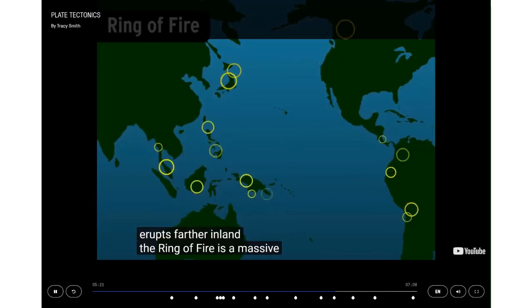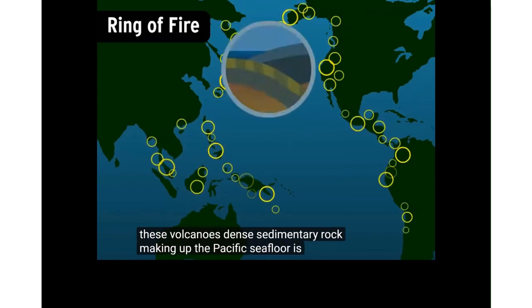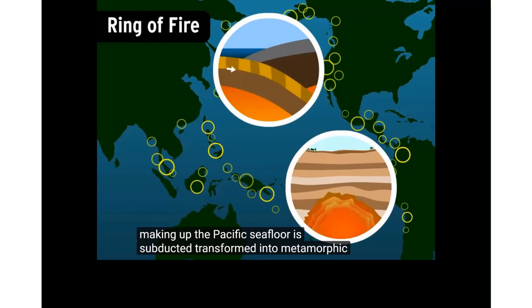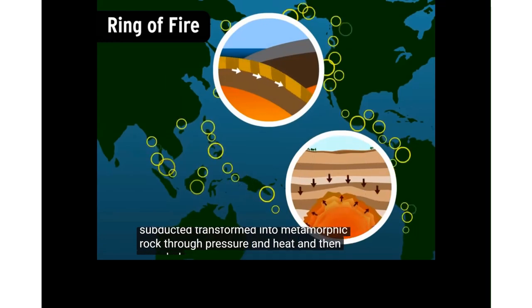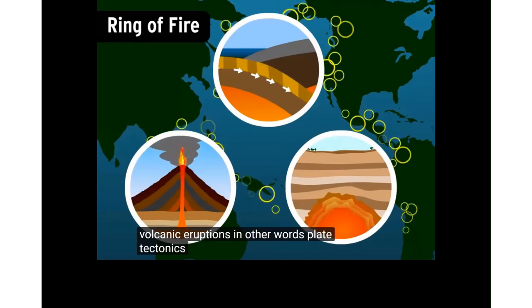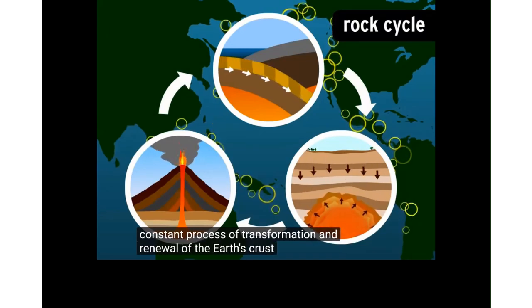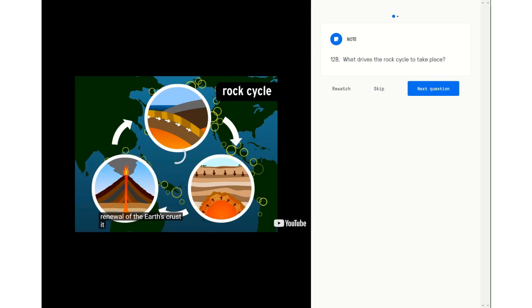The Ring of Fire is a massive chain of these volcanoes. Dense sedimentary rock making up the Pacific seafloor is subducted, transformed into metamorphic rock through pressure and heat, and then recycled as igneous rock through volcanic eruptions. In other words, plate tectonics drives the rock cycle, the constant process of transformation and renewal of the Earth's crust. So what is driving the rock cycle to actually take place? And the rock cycle is, like they're showing here, the recycling and reusing of different earth materials, rock layers.